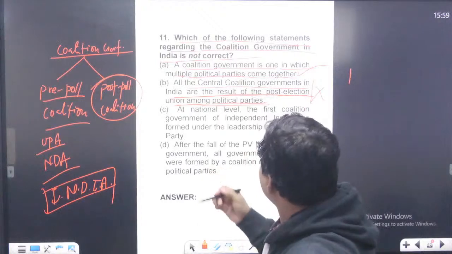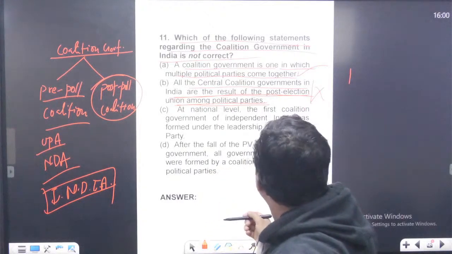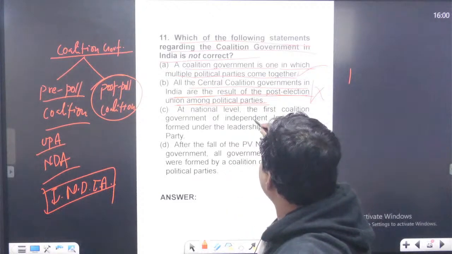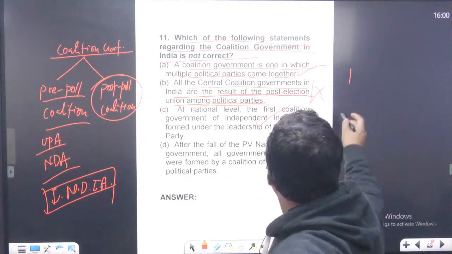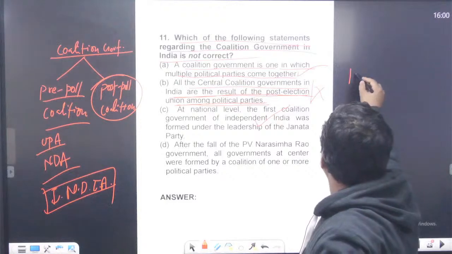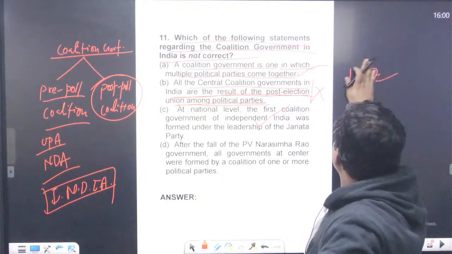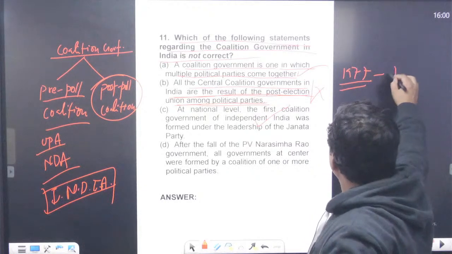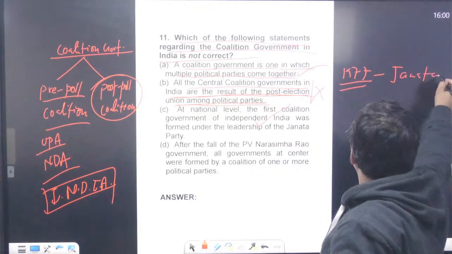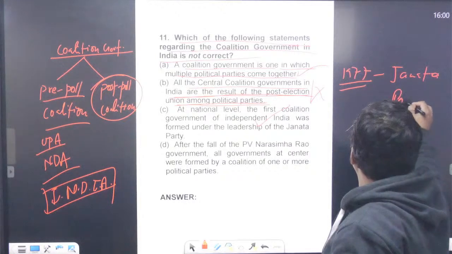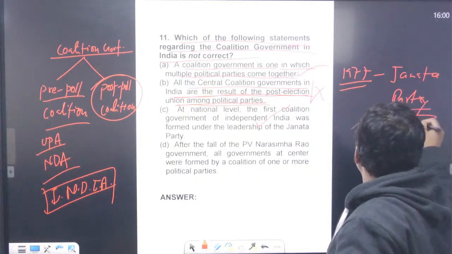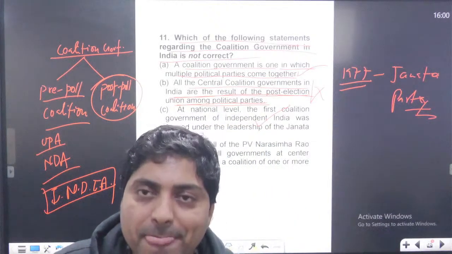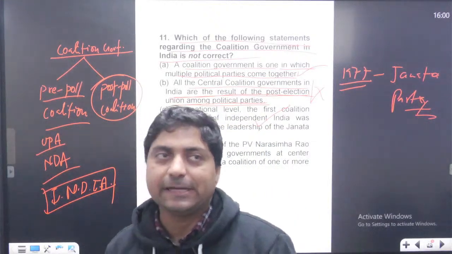At the national level, the first coalition government of independent India was formed under the leadership of the Janata Party government. Now, after the national emergency, there was an election in 1977. In 1977, you can see that the Janata Party was the first coalition government post independence.